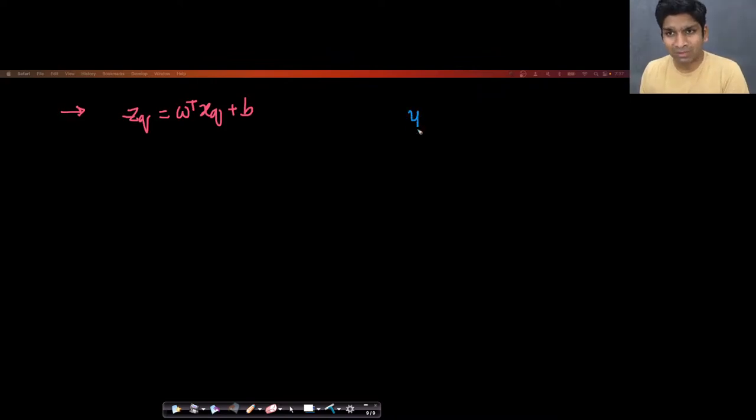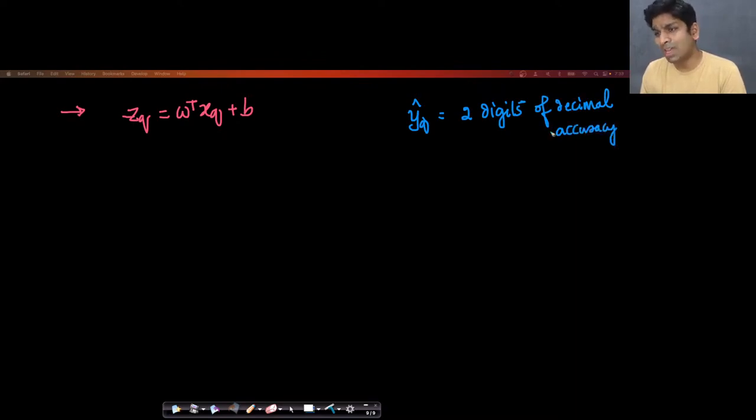So there is one hack that I've seen people try out there. Remember, I get my ZQ as W transpose XQ plus W0 or B. Right? I get my ZQ. If I want my probability, if I want my YQ hat, which is a probability, if I want it only for two digits of decimal accuracy, if I only want that, I don't want like 10 digits, then I've seen people do this.